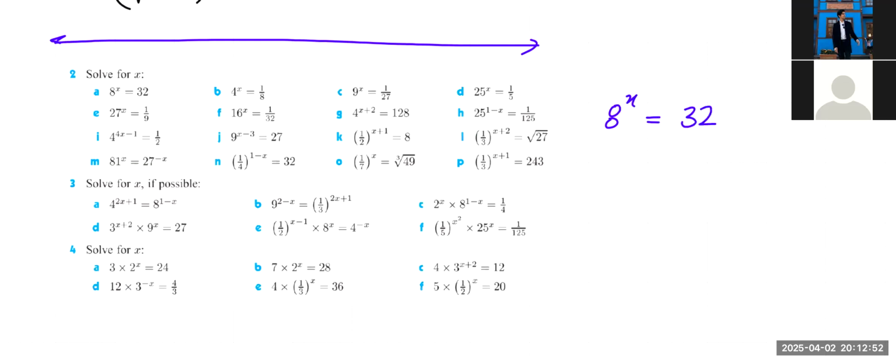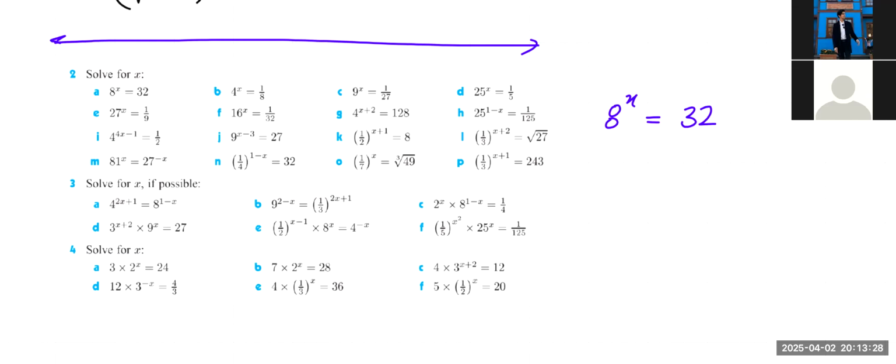Okay. What you want to do is convert both of these numbers to the same base. So can you think of any number that has 8 as a power of itself and also 32 as a power of itself? A number that you can raise to something to make 8, and you can also raise to something to get 32. Is there any number that comes to mind? Two, wait, three, no.